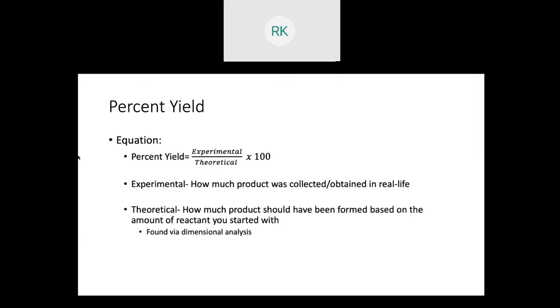And so I kind of relate this to, and I know this semester is a little different, but when you're in lab, sometimes you'll be doing a reaction and you'll get 10 grams, which is your experimental, but you theoretically should have gotten 20 grams, how much you should have gotten based on the amount of reactant you had.